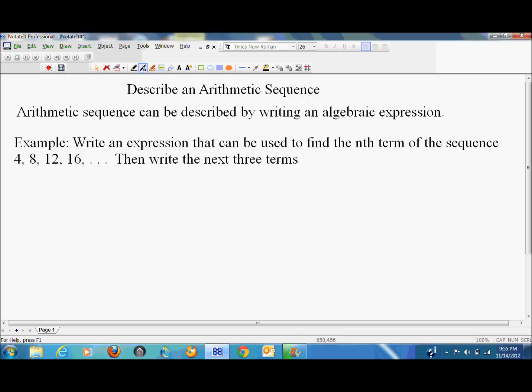singular. So we want to look at the sequence 4, 8, 12, and 16, and then we want to write the next three numbers. Well, the very first thing I think we should try to do is use a table. So number one, let's use a table to examine the sequence.